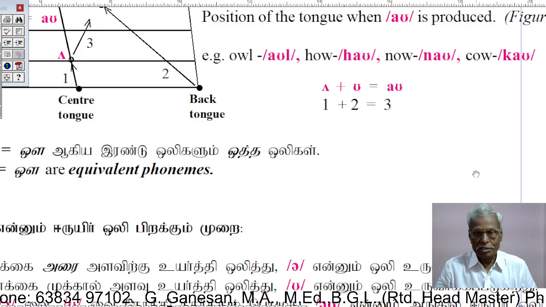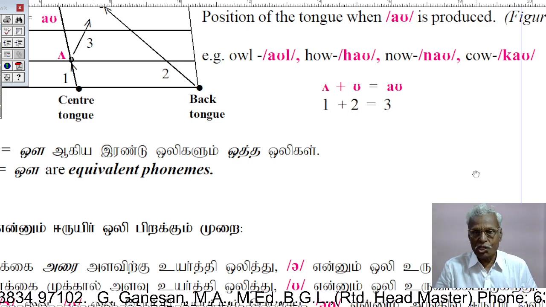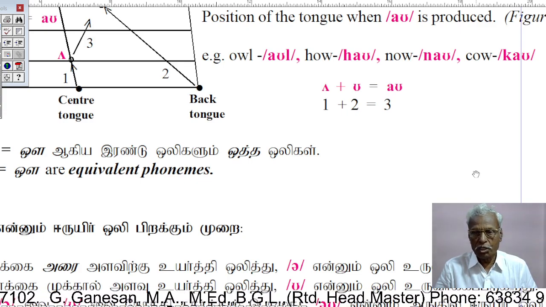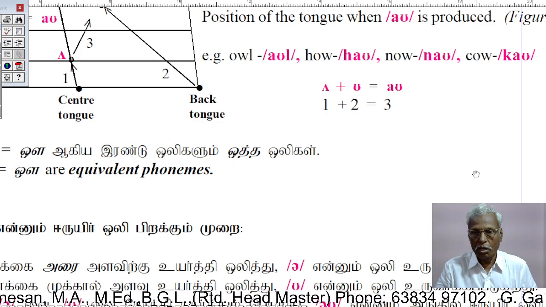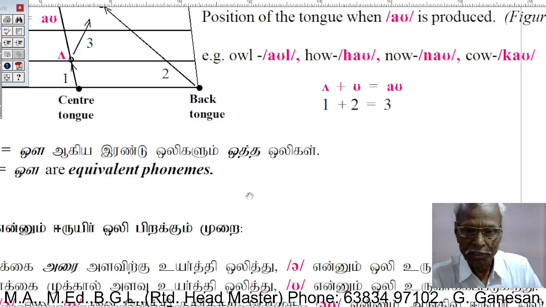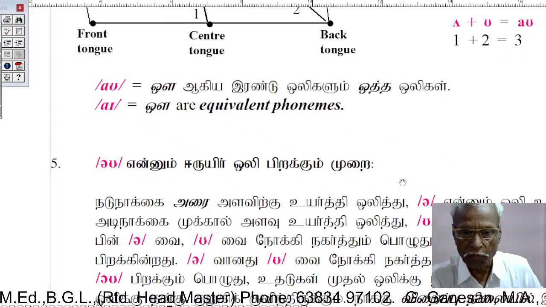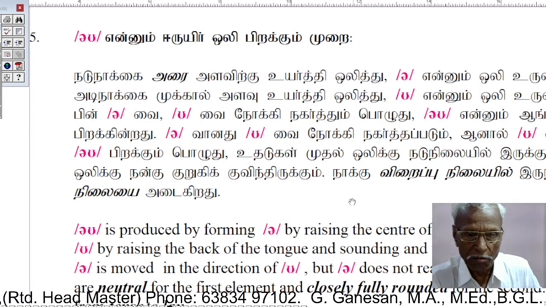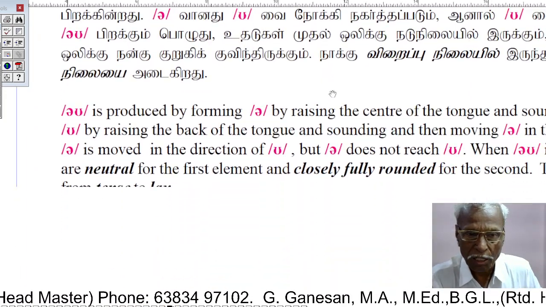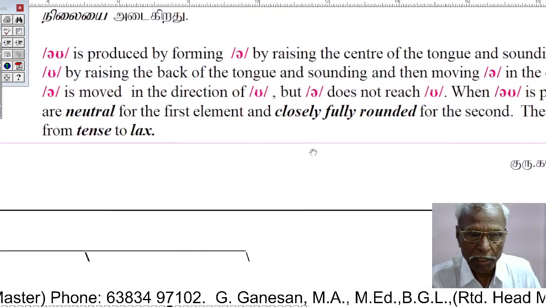Dear students, listen to the difference. H-O-W, how. C-O-W, cow. How, cow. Let us move to the fifth one. Let us see how the diphthong phoneme is produced.